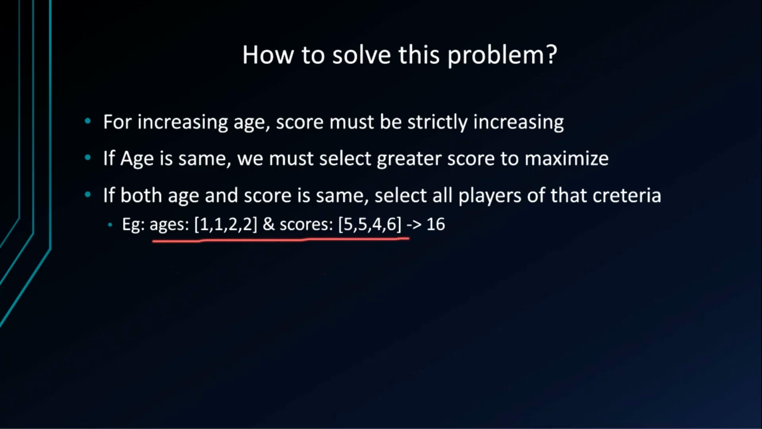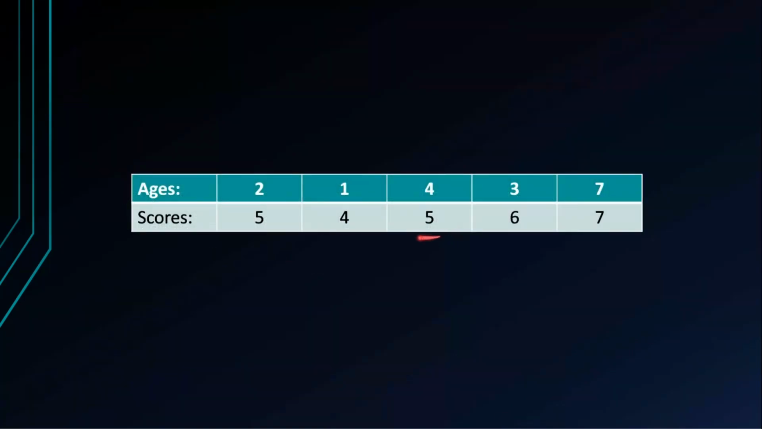Here age is given as 1, 1, 2, 2 and score is given as 5, 5, 4, 6. Whenever the age is the same and the score is the same, we will select both of them because it will not make a conflict. But when the age is the same but the score is different, we will select the larger one because it will result in the maximum value of the team score. So let's take another example.